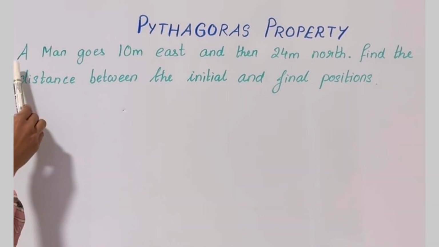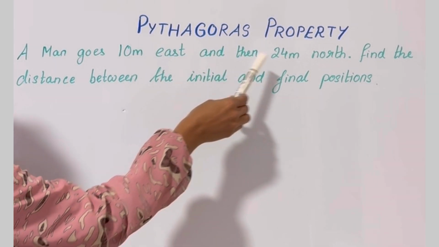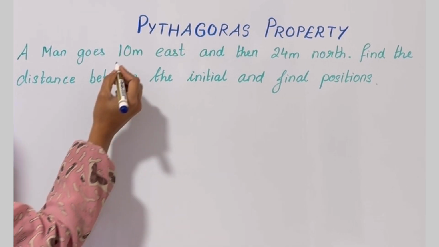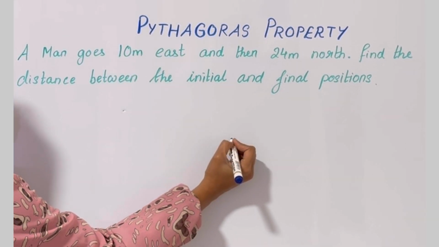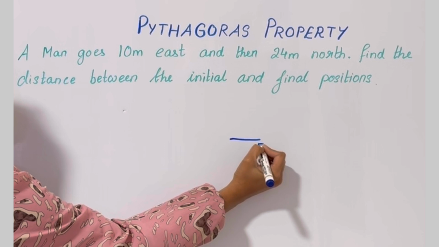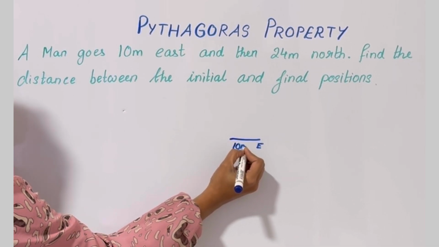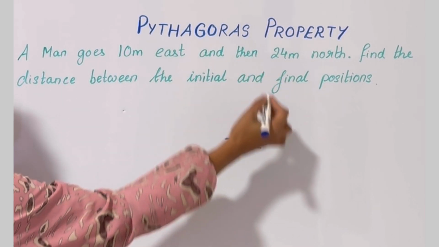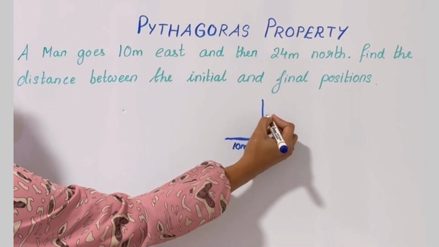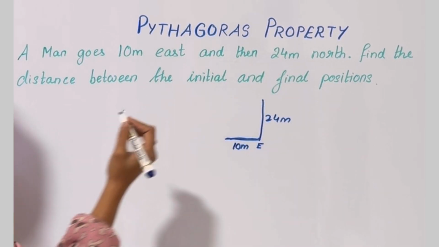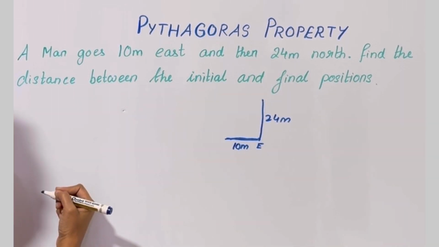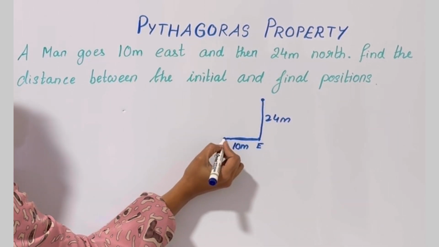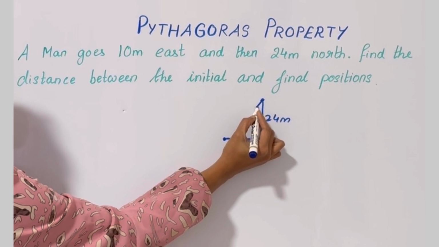Another example: a man goes 10 meter east and then 24 meter north. Find the distance between the initial and final positions. So a man goes first 10 meter east, and then 24 meter north. Find the distance between the initial and final position. So initial is this, and the final he reached here. So we have to find the distance between the initial and the final, this length.